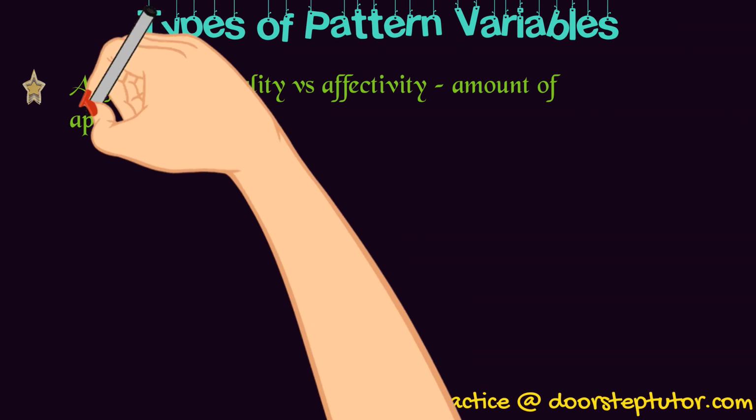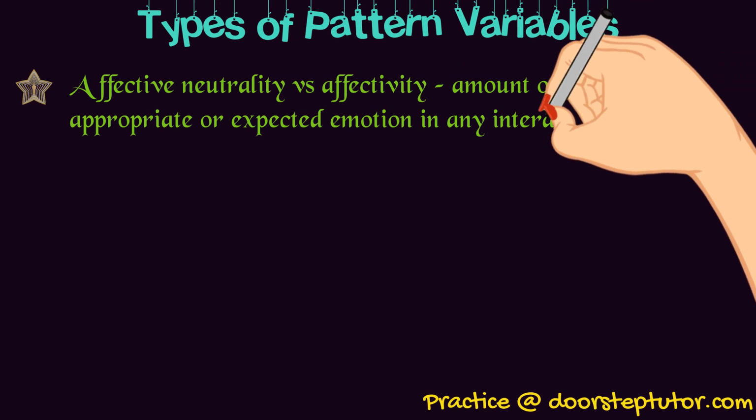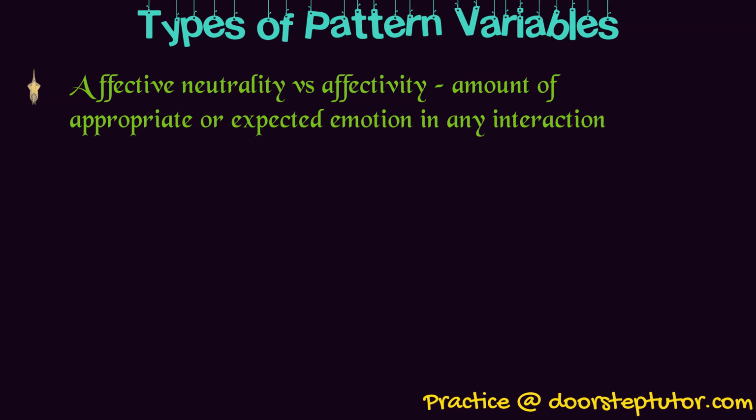First you have a choice of affective neutrality versus affectivity. That means the amount of appropriate or expected emotion in any interaction. For example, if your teacher is talking about a sensitive issue in the class and you start crying very loudly, you have to make the decision. Is it okay to cry this loudly? Is it okay to be so hypersensitive? Or yes, the topic is such that my being so sensitive is justified. So you have to make a choice.